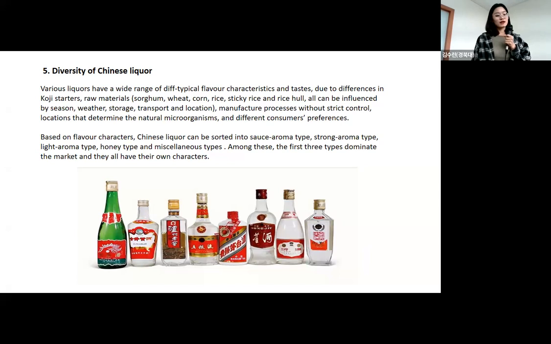Based on flavor characters, Chinese liqueur can be sorted into soft aroma type, strong aroma type, light aroma type, honey type, and miscellaneous type. Among these, the first three types dominate the market, and they all have their own characters.